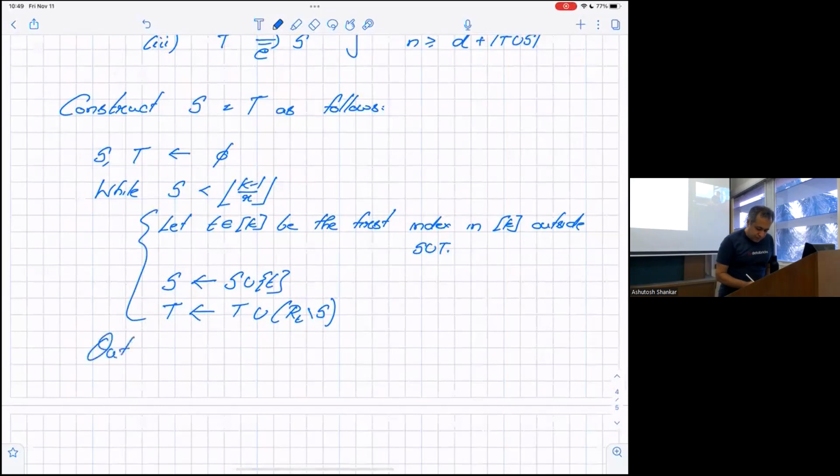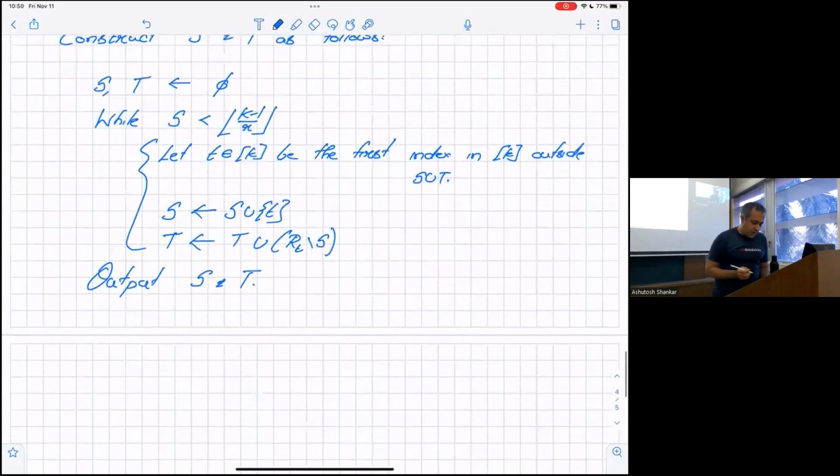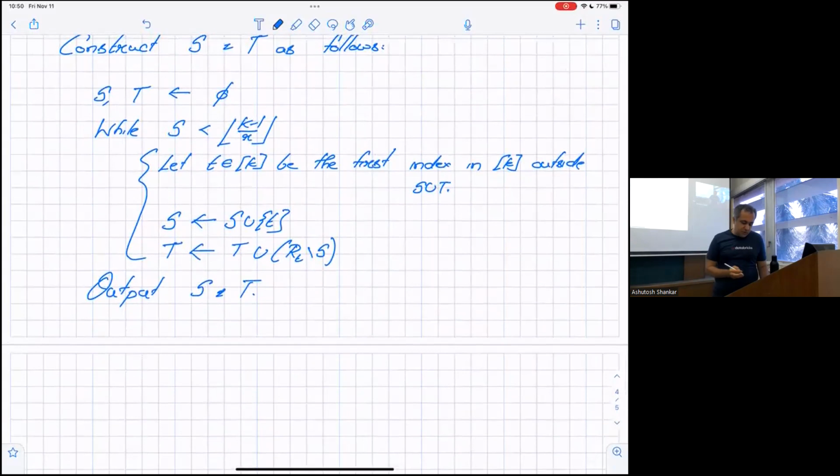Output S and T. So let's see what S and T we get at the end of this. Actually, before the end, I want to say, as long as the size of S is less than (K minus 1)/R, there will always be a T that satisfies this property.